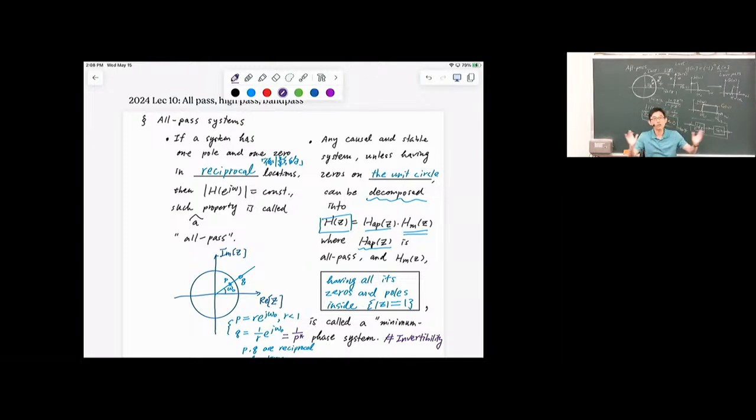I just want to tell you that this will not show on the test. But if you're interested, there's a long discussion in the textbook about why all-pass filters are a really nice concept, and they can have certain applications in terms of inverting a system.